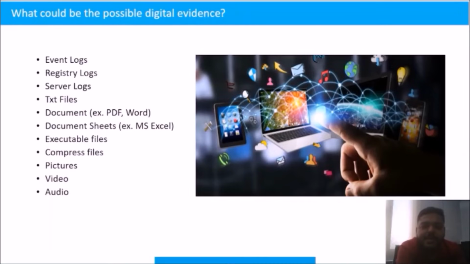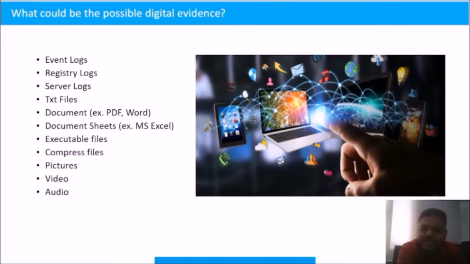What could be the possible digital evidence stored in digital devices which we can retrieve? First of all, the event log. Whatever user activity has been performed on a system will be stored in a text format or in an encoded format, and that is an event log. Actually, when somebody runs a tool or changes a date and time, each and every log is stored in the event log only.